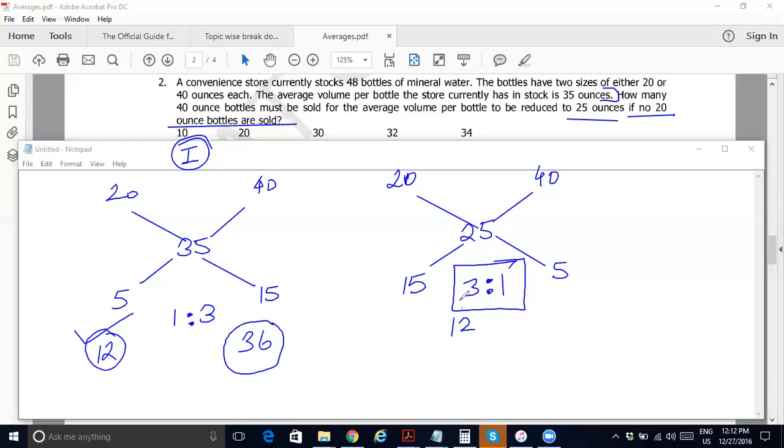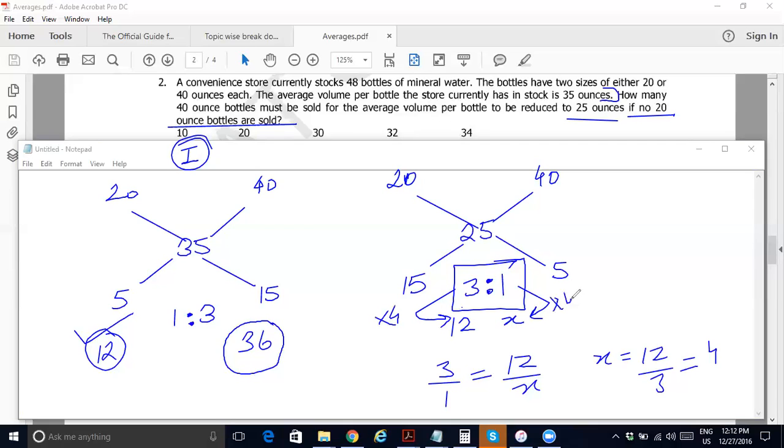What does that mean? What's the final number of bottles we have for 40 ounces? Let's say that is X. So if we take the ratio, it will be 3/1 is equal to 12/X, because these represent just a ratio. So we get X is equal to 12/3, which is 4. Or we can do it this way: if 3 corresponds to 12, 1 should correspond to 4. Multiplier of 4, both sides.